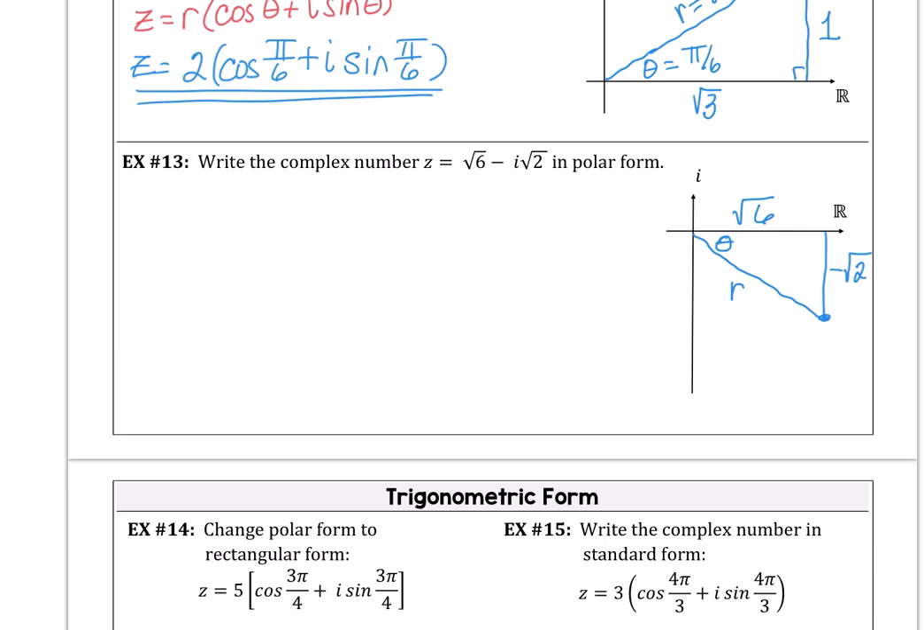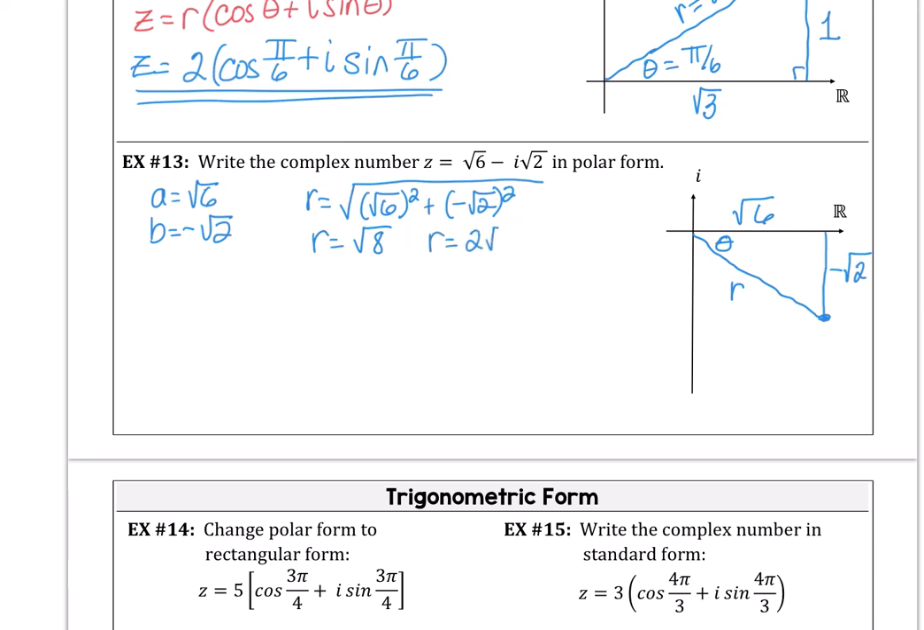Our job is to find the absolute value or the magnitude. So a is radical 6. b is negative radical 2. If we find r using our formula, square root of 6 squared plus negative square root of 2 squared, that's 6 plus 2, that's 8. The square root of 8 can be simplified to be 2 square roots of 2. So we have this as 2 radical 2.